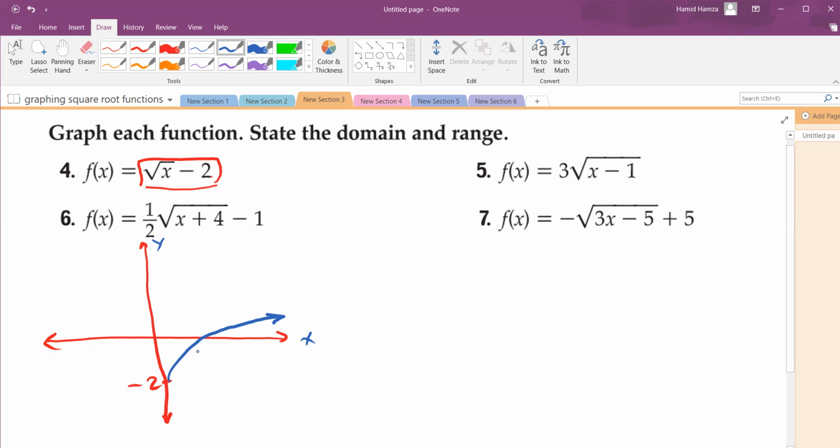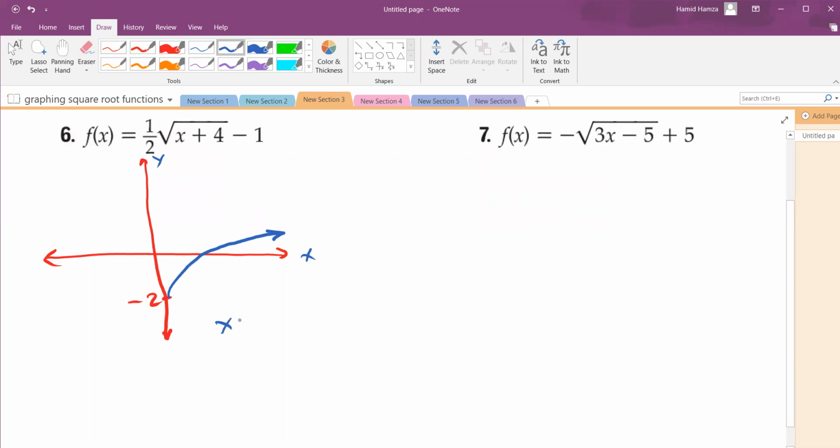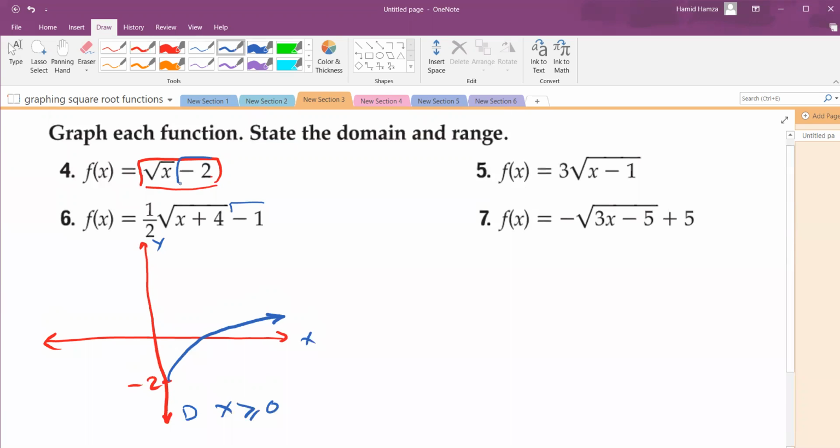So now what about the domain? The domain, guys, we'll take the expression under the root and write it like this. So it will be x greater than or equal to 0. So this is the domain. What about the range, guys? We will take the number outside the root, which is -2.